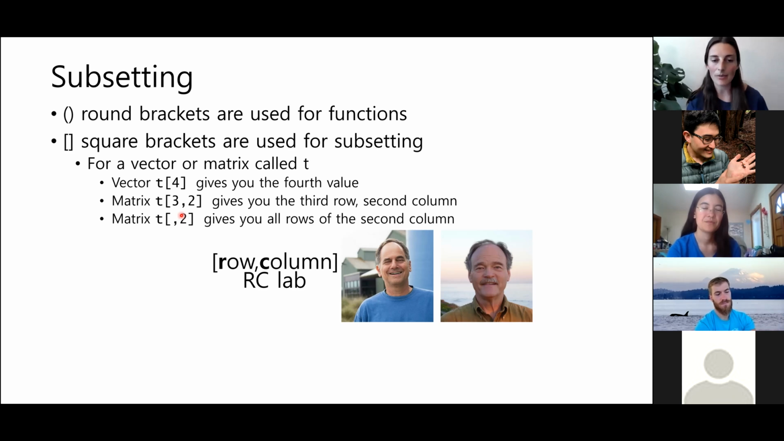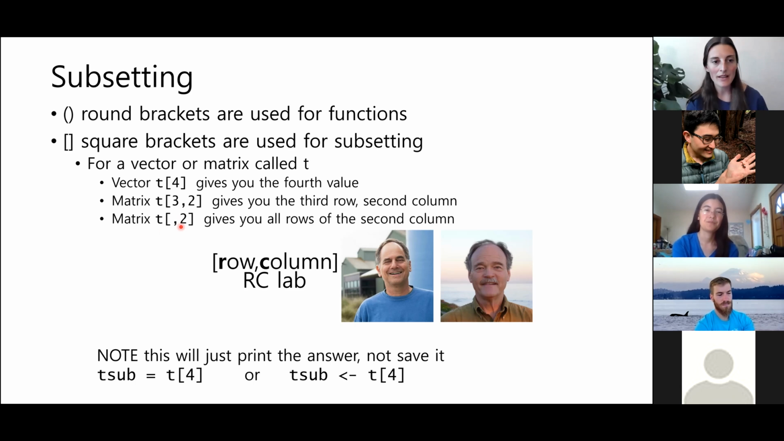And you could do the opposite if you wanted to, for example, extract all columns of a particular row. You would do like T square bracket 2 comma, and that would be the second row and all the columns. And with all of this stuff, just remember that whatever you type into the console or whatever you type into the source code and run, it'll just print out the answer. It won't actually save the answer unless you tell it to.